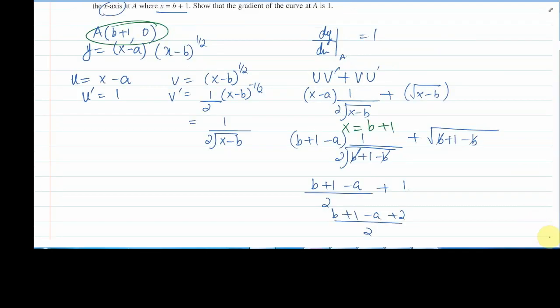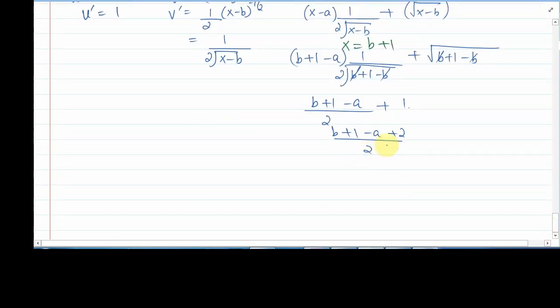Alright, so if we solve it further, that will be 2 plus 1, it's 3 plus b minus a, divided by 2. But we have a problem that we need to show that that derivative function is equals to 1, but right now we are getting (3 plus b minus a) divided by 2, so we need to show that it is equals to 1. How we are going to do that now?